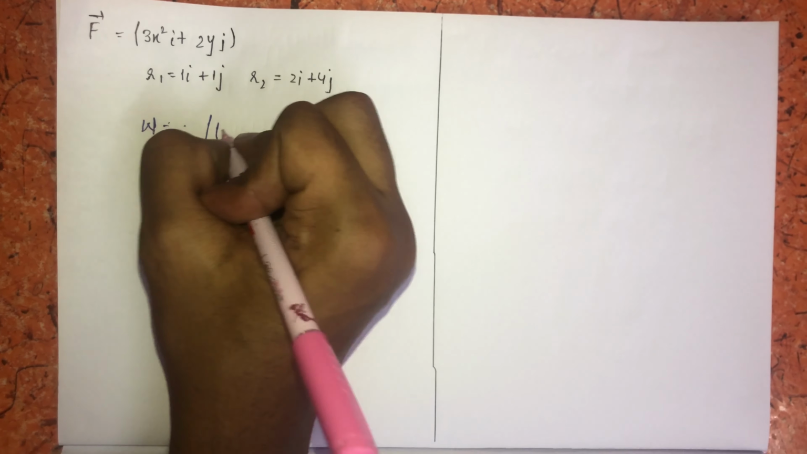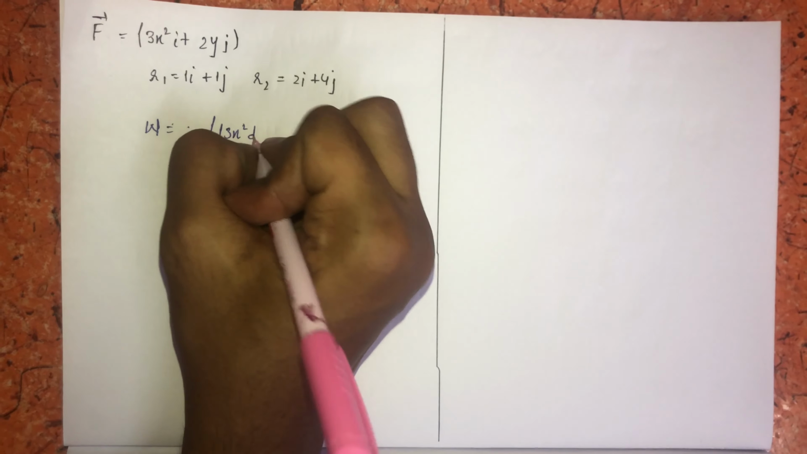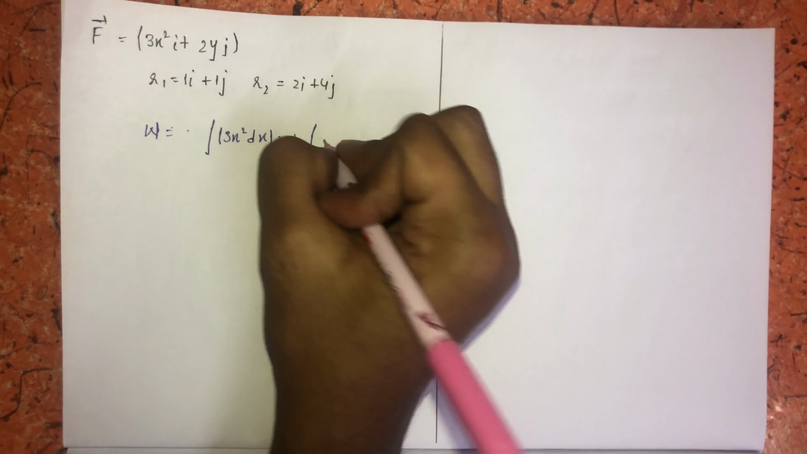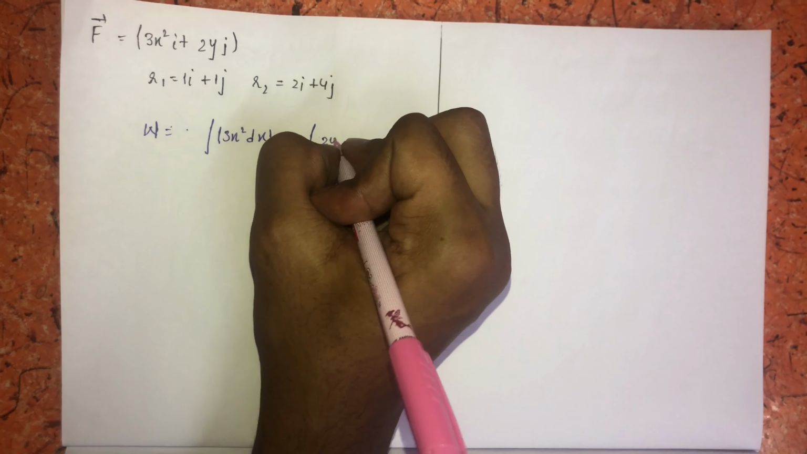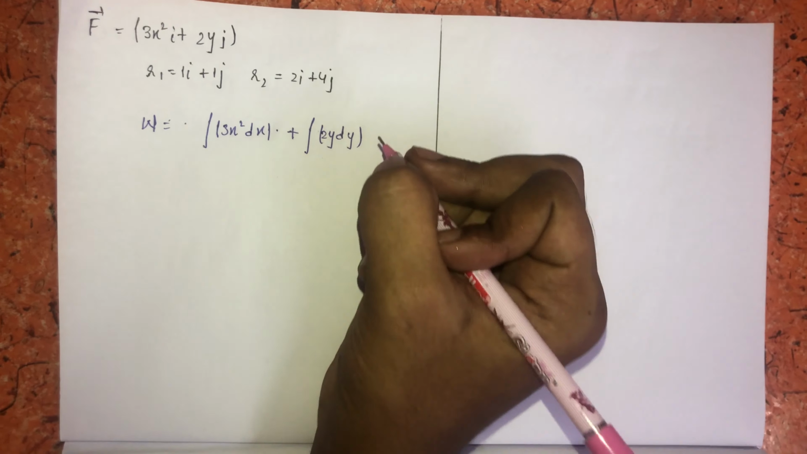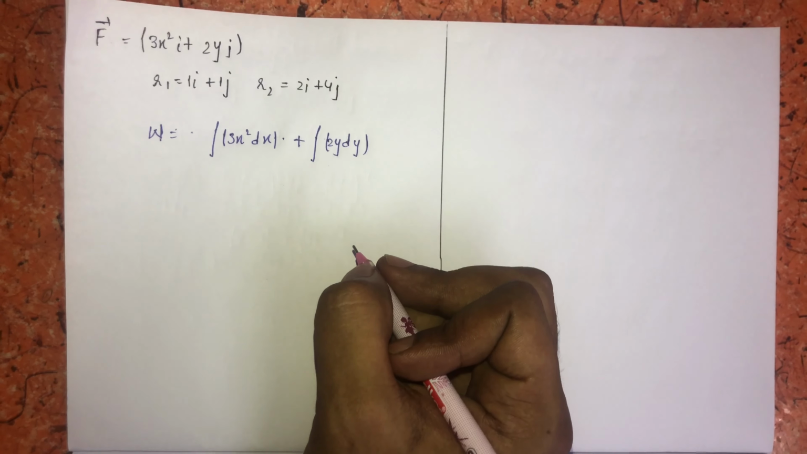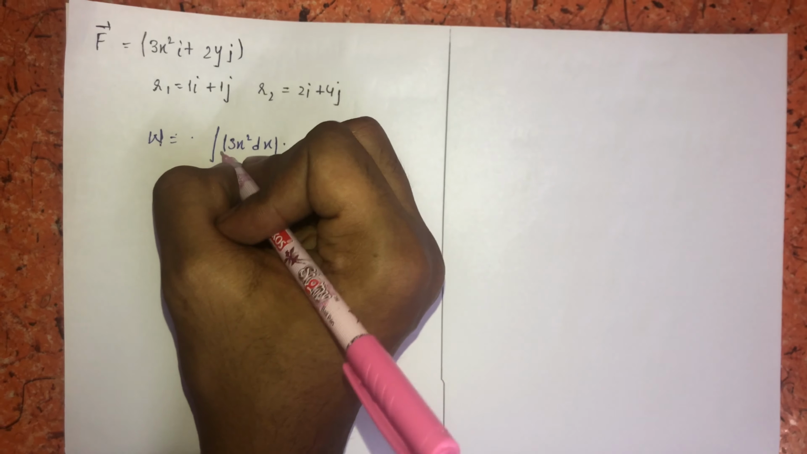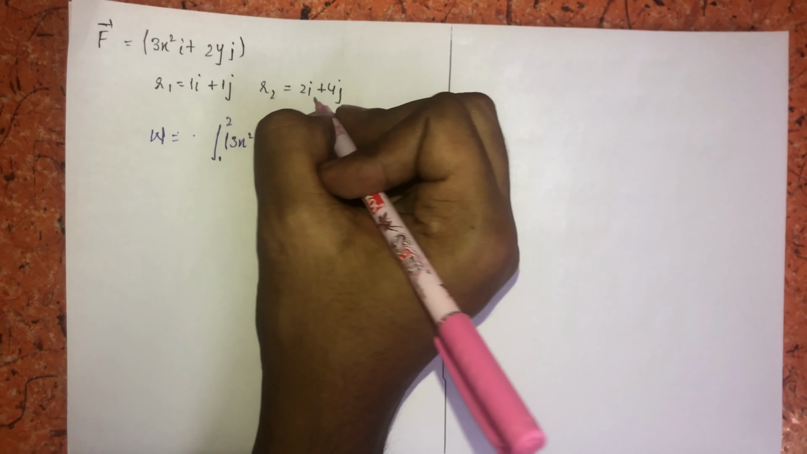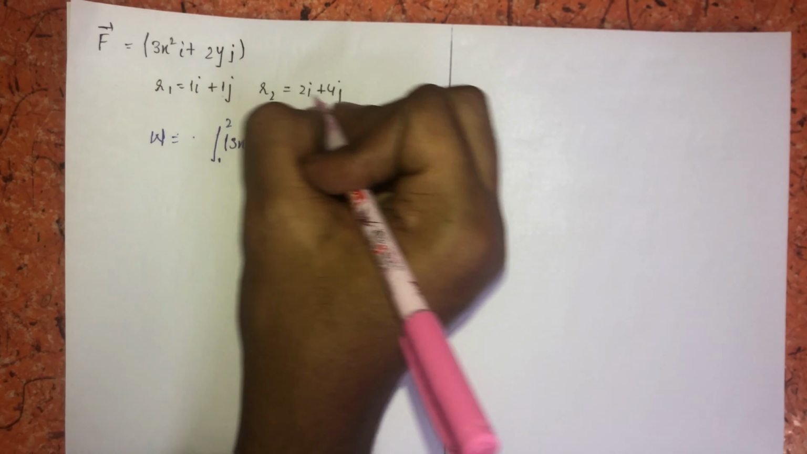Work done will be equal to the integration of 3x square dx plus the integration of 2y dy. Now taking the coordinates related to the x-axis and the y-axis. Related to the x-axis, the coordinates are from 1 to 2. Related to the y-axis, the coordinates are from 1 to 4.